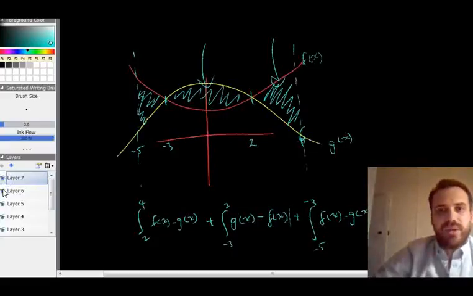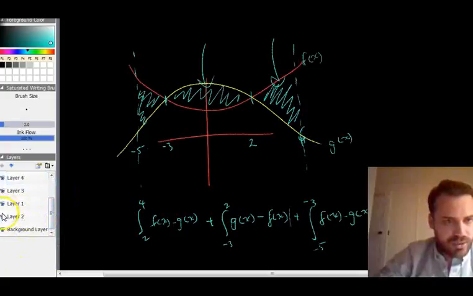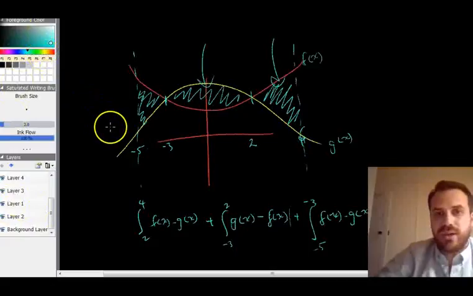But it really is all about practicing these things, playing with them, getting them wrong, and then figuring out why you got them wrong and getting them right. So this entire thing, it started all the way back there somewhere. We're finding the area between two curves.